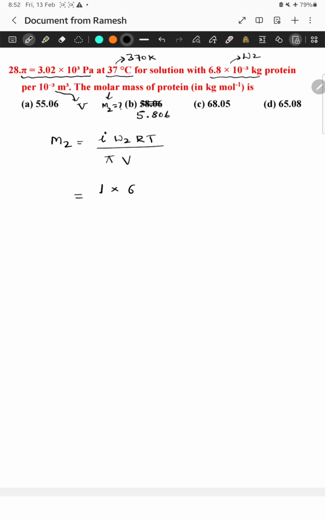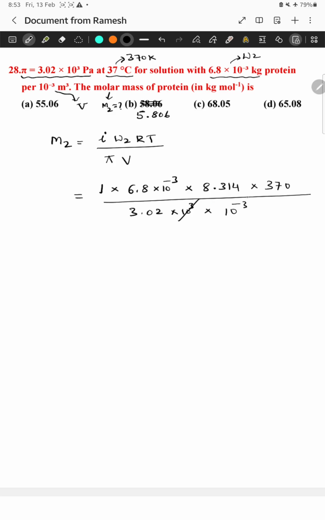So W2 is 6.8 into 10 power minus 3 kg. R value, that means they have given in terms of kg, meter cube, pascal, correct? They're all SI units. That's why R value should be in joules. That's why it is 8.314 you have to take in this case. And of course temperature is 370. Osmotic pressure they have given 3.02 into 10 power 3. Then volume is given 10 power minus 3. So 10 power 3 and 10 power minus 3 cancel out.